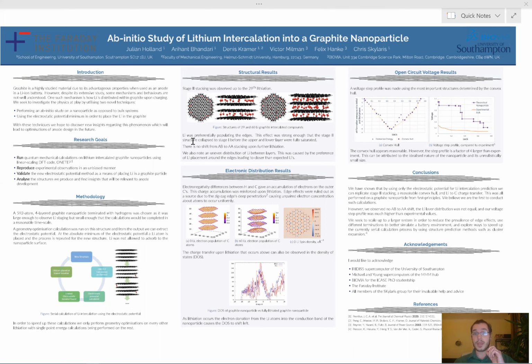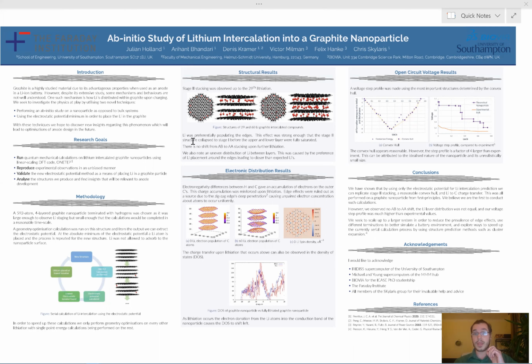Comparing to experiment, we can look at the open circuit voltage. We ended up producing a nice convex hull. And then we also were able to, from this, form a voltage step profile. This voltage step profile was significantly higher than experiment, which is this orange line here.